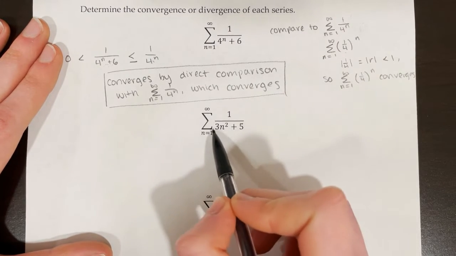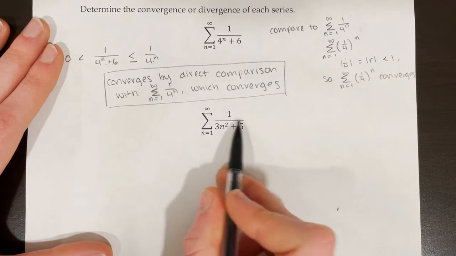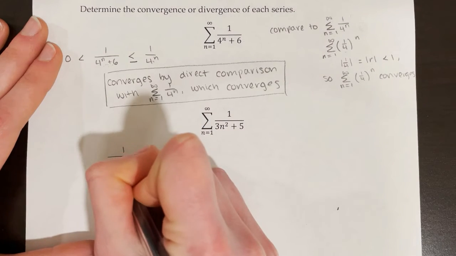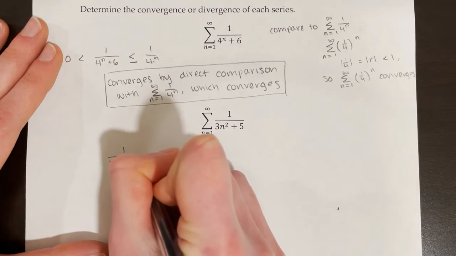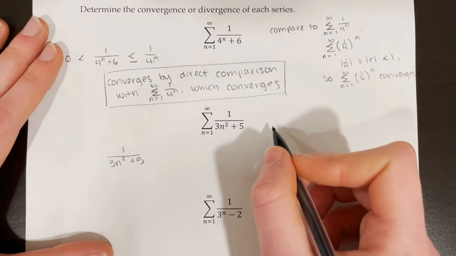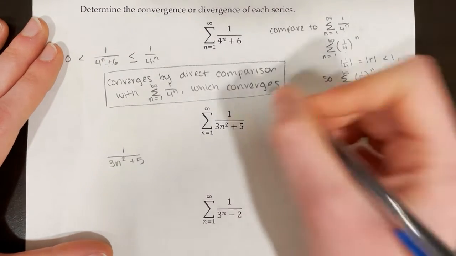We have 1 over 3n squared plus 5. And we're trying to find something that is going to be similar to this, but maybe just a little bigger or a little smaller than that. So what's something that's similar to that? Well, what if we had 1 over 3n squared? Or what if we just had something like 1 over n squared, because that's even easier.